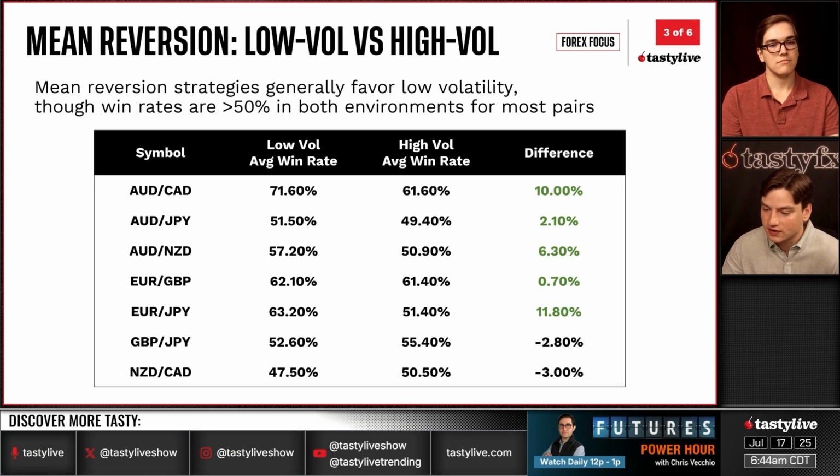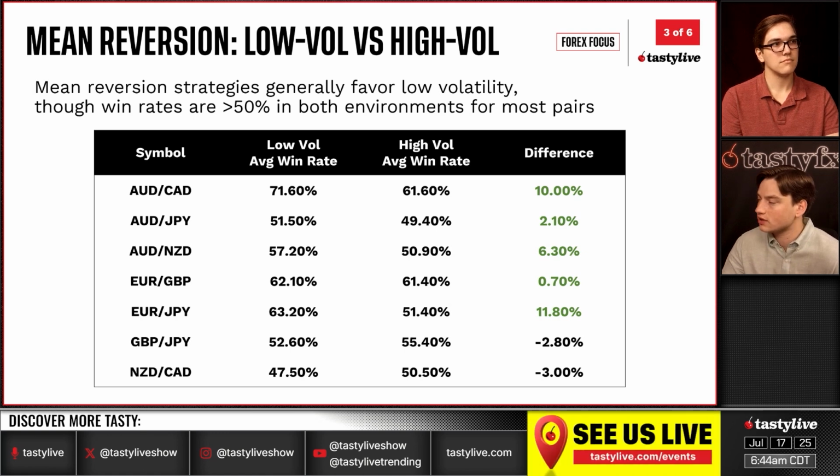And very interesting to me that euro yen has such a pop in low volatility. When things aren't moving, that tends to mean revert, because we're looking at euro yen and pound yen, I think, still near historic extremes. We'll have it in the platform after, but those have been trending recently. So maybe some potential opportunity there.